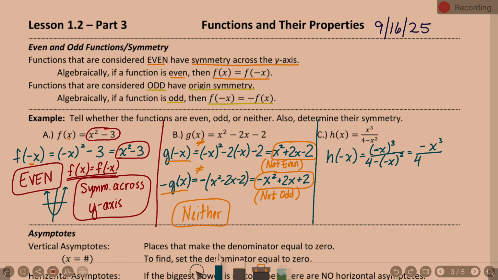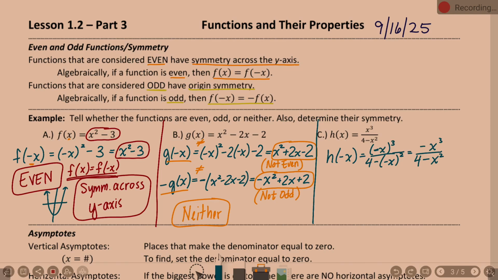4 minus, what is negative x? You have to start with the power. What is negative x raised to the second? X squared. So this is 4 minus x squared. Because a lot of you said 4 plus x squared, didn't you? Yeah. Do you understand why it's not 4 plus x squared?